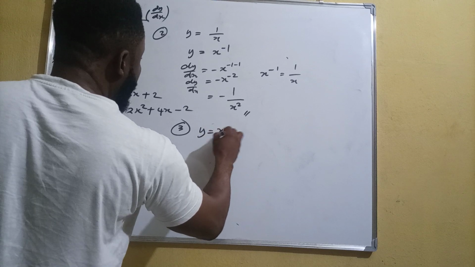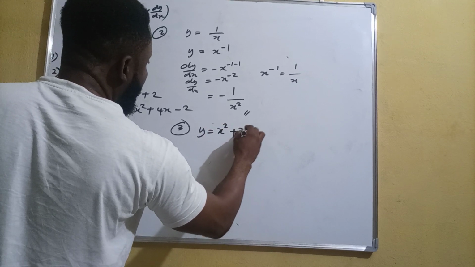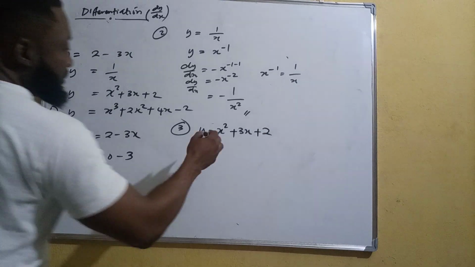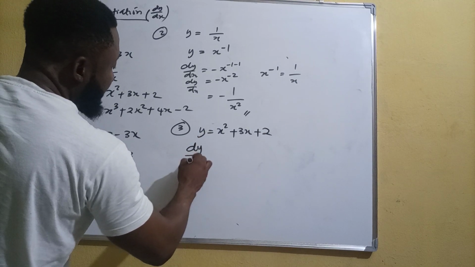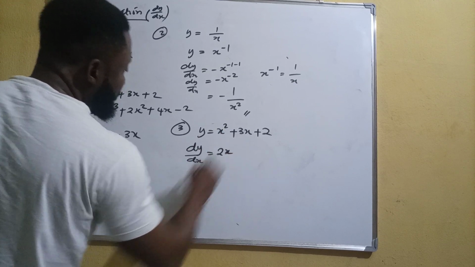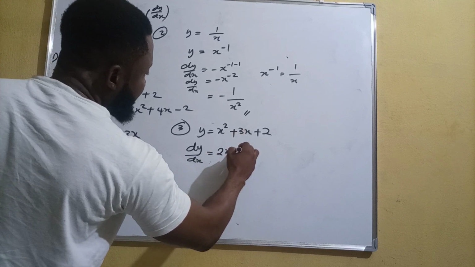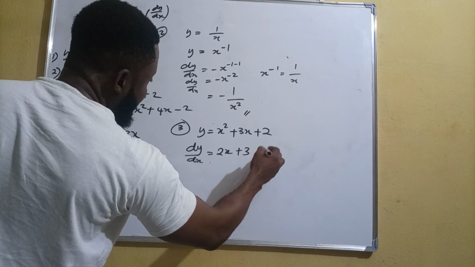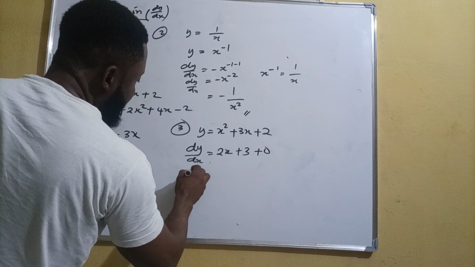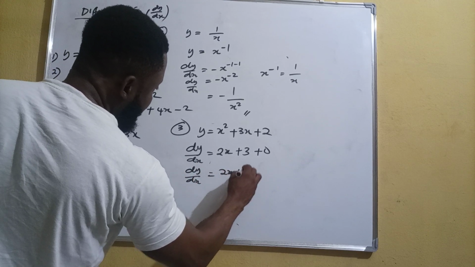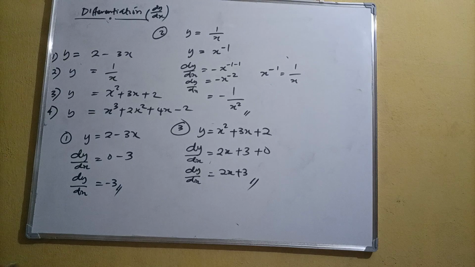So y equal to x squared plus 3x plus 2. That's question number 3. So we are differentiating this. So it's going to be dy/dx. When you differentiate x raised to power 2, we're going to have 2x. When you differentiate 3x, it's going to give us 3. And when you differentiate 2, it's going to give us 0. So this is plus 0. So hence dy/dx is equal to 2x plus 3 as the answer to that question. 2x plus 3.